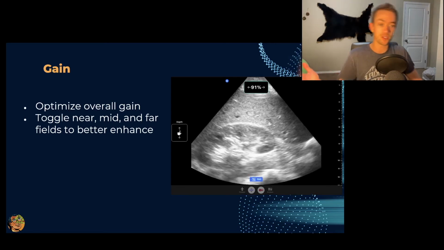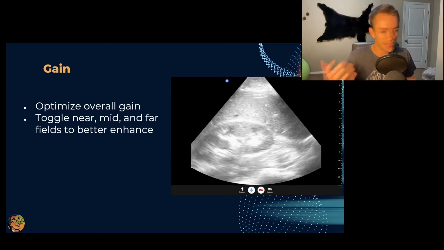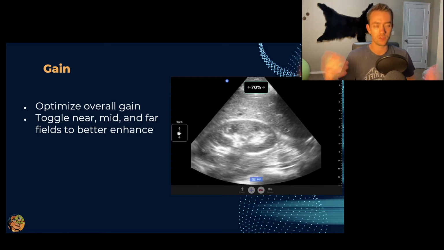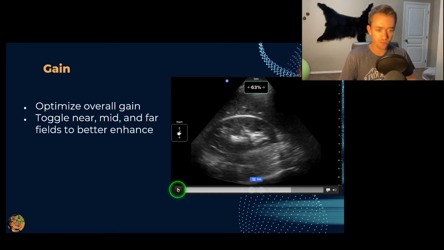So now let's see what it looks like when you overgain it. This looks just as terrible as the first image. So there's obviously a happy medium in between there, and you just need to find it.